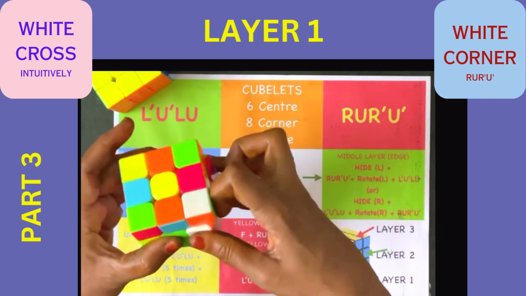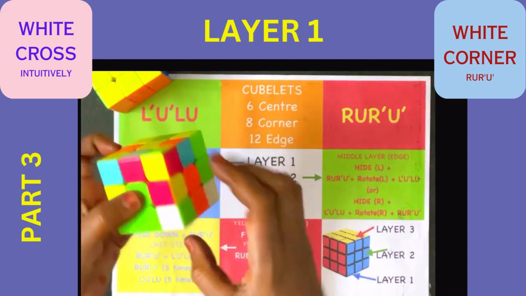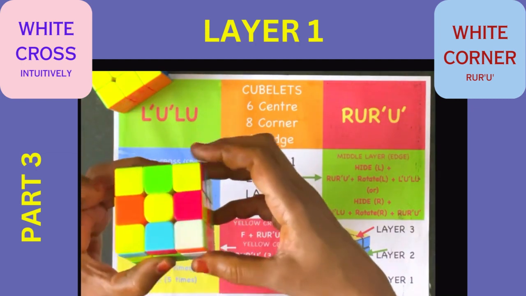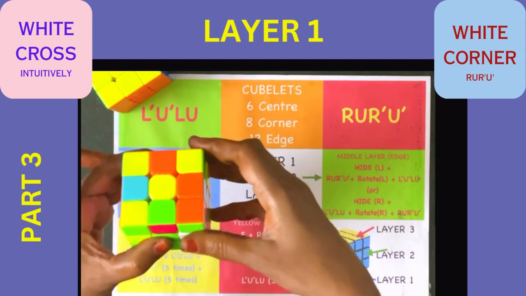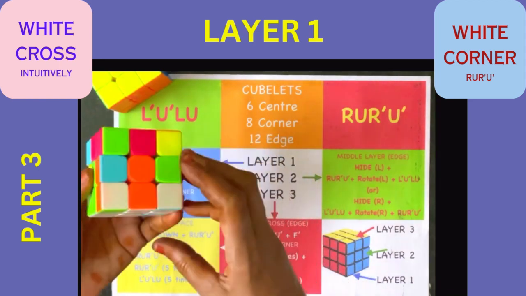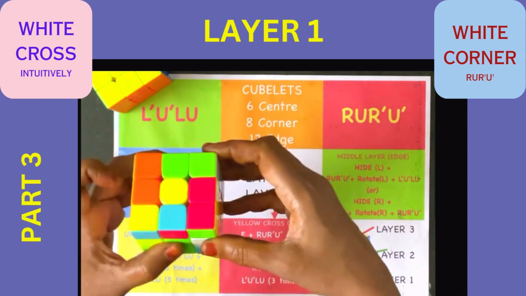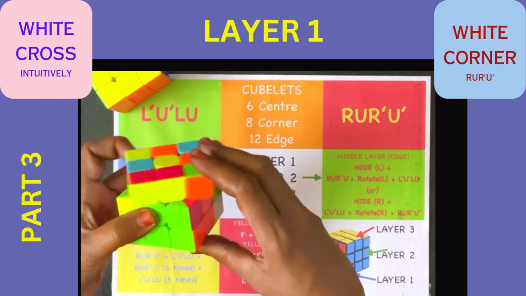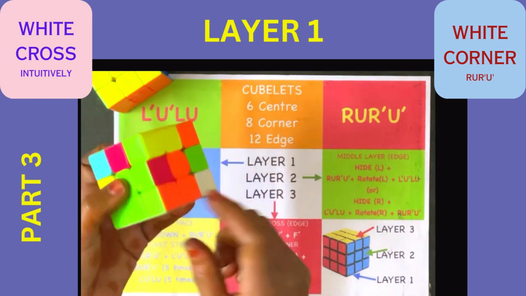R, U, R prime, U prime. It's not in the right place, so again do it. R, U, R prime, U prime. Repeat the right algorithm a few more times until it fits. Yahoo! You're done with this as well.